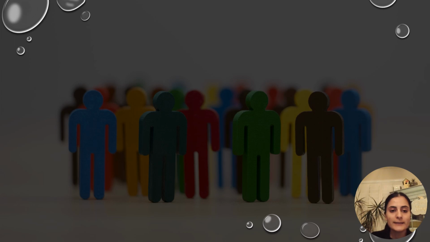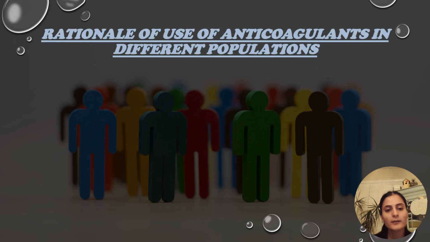So now let's discuss the rationale of use of anticoagulants in different populations. First of all, we are talking about the pediatric population. In the pediatric population, anticoagulants may be used in children with conditions like congenital heart disease, certain genetic disorders, or pediatric surgeries, where there is an increased risk of blood clot formation. So the choice of anticoagulant and dosing must be carefully adjusted for the child according to their age and weight.